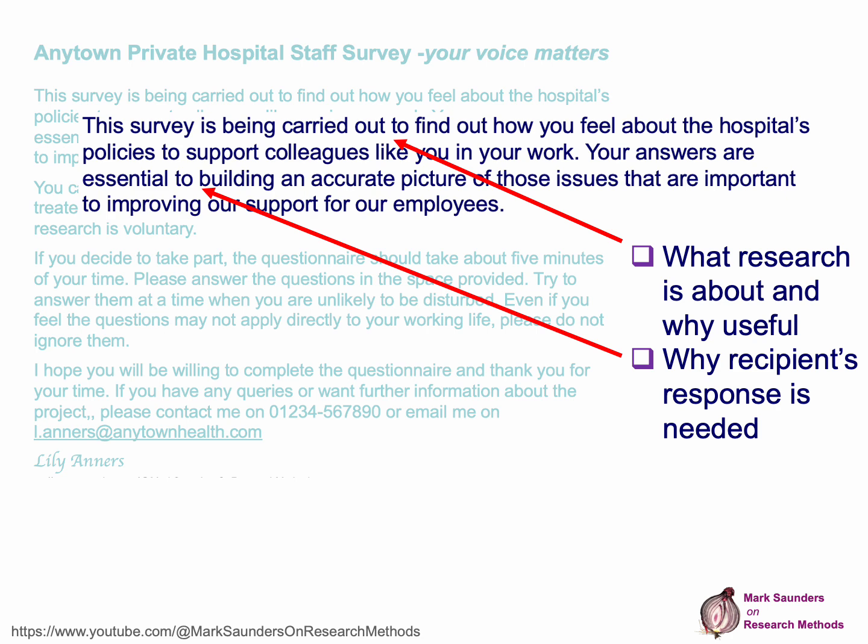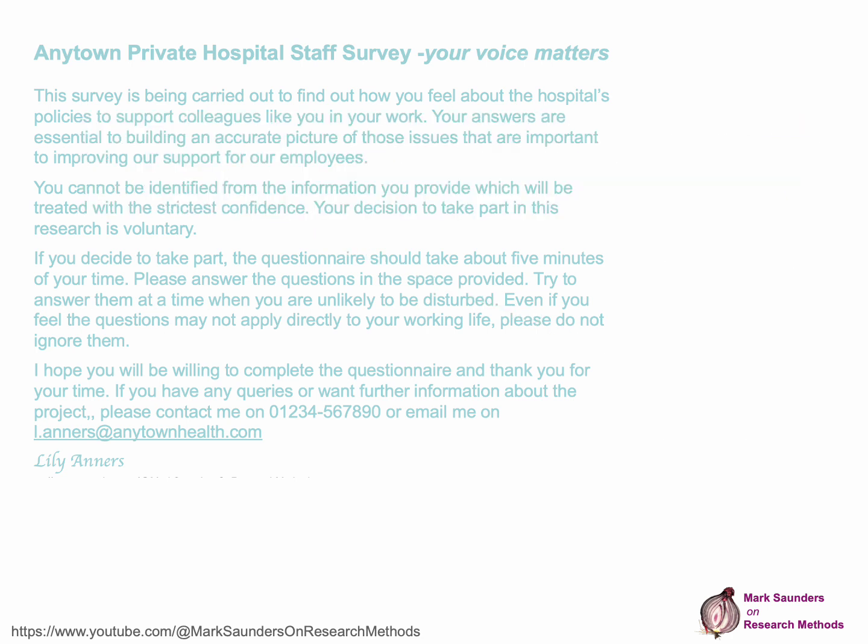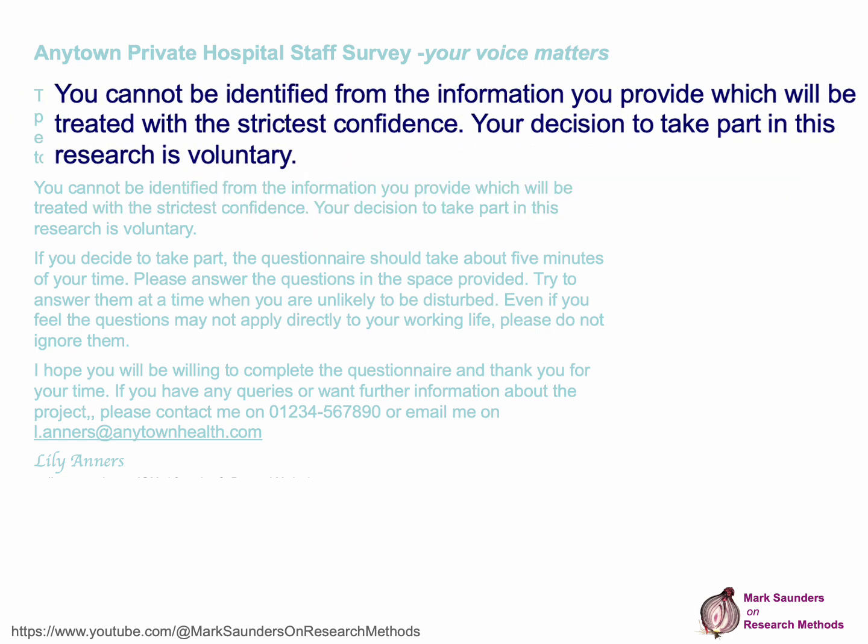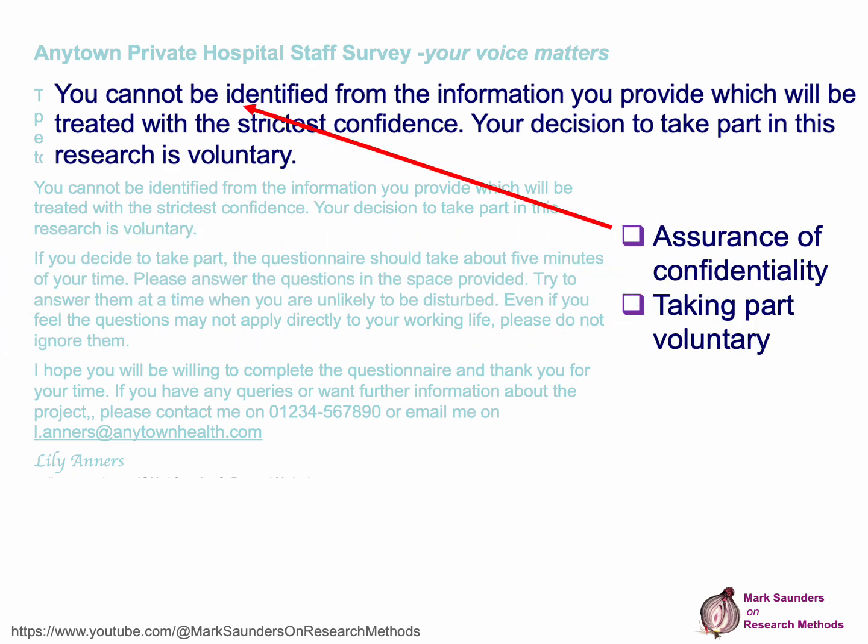Let's now move on through the summary at the beginning. The next paragraph says, you cannot be identified for the information you provide, which will be treated with the strictest confidence. Your decision to take part in this research is voluntary. So we've got assurances of confidentiality in the first sentence, and in the second sentence we emphasise that taking part is voluntary, so you don't have to do it. This is especially important for employee surveys.